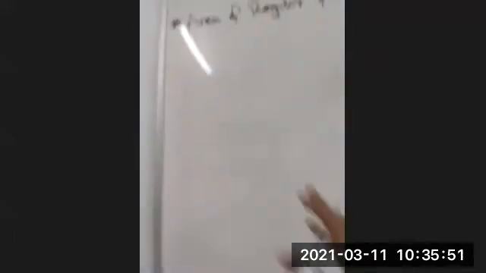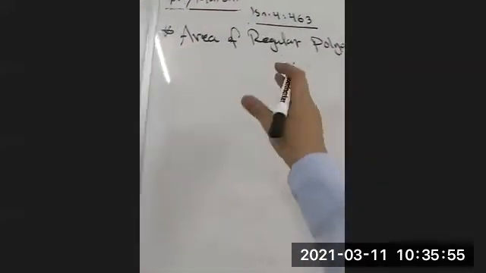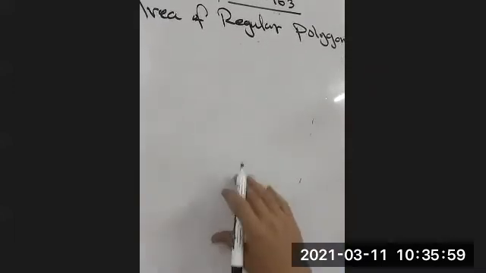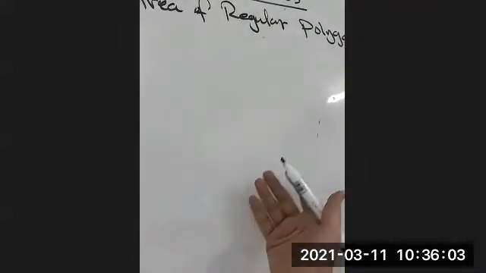Okay, guys. Area of regular polygons. Now, what's the meaning of polygon, guys? It's a closed line segment figure. Now, I have a question: when I say regular, who's talking?